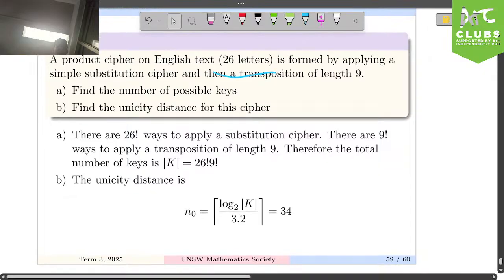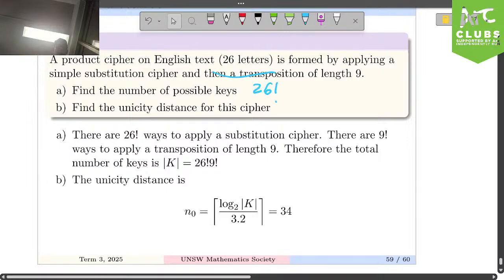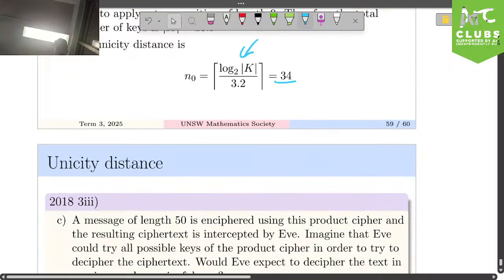So find the number of possible keys. Our substitution cipher will give us 26 factorial possible keys. And our transposition cipher, breaking things apart into length 9 and randomizing those, will give us 9 factorial possible keys. So that's how many possible keys there are. The unicity distance, you can plug it into the calculator. Log base 2 of a big number will become a reasonable number. Divided by 3.2, it'll be even more reasonable. And you get 34.